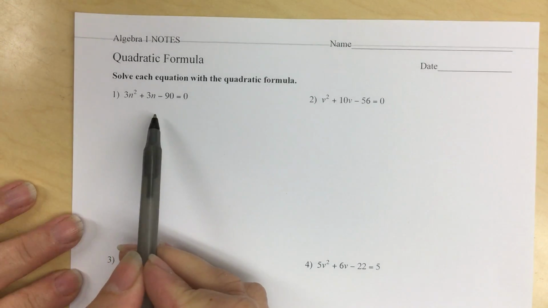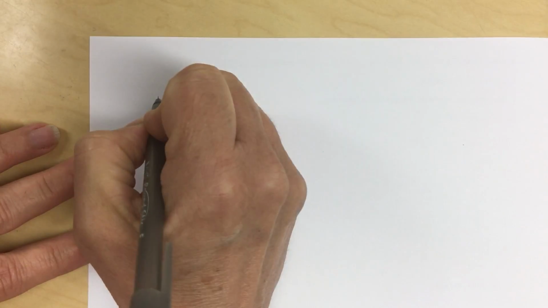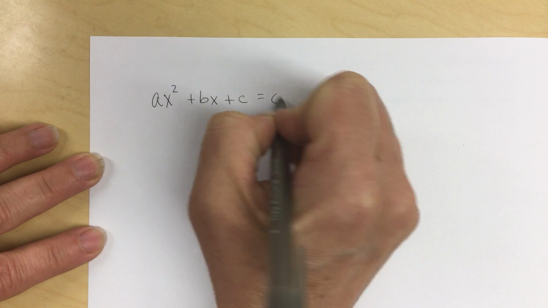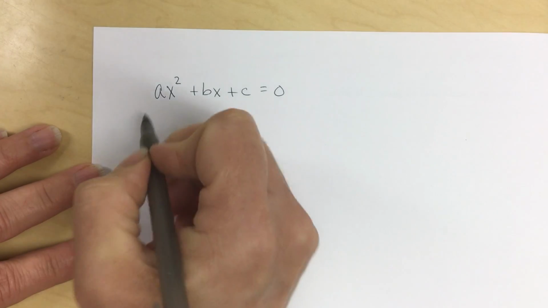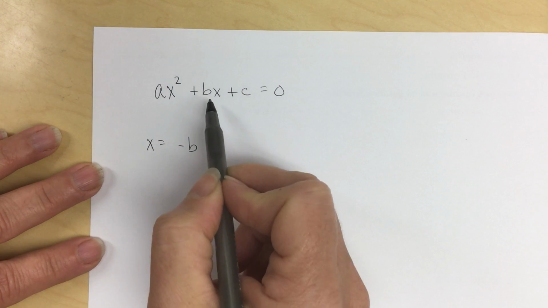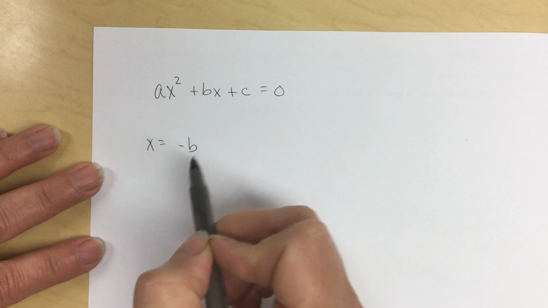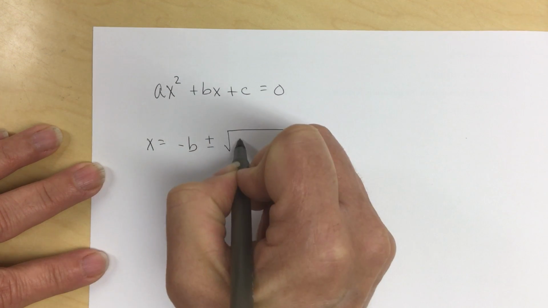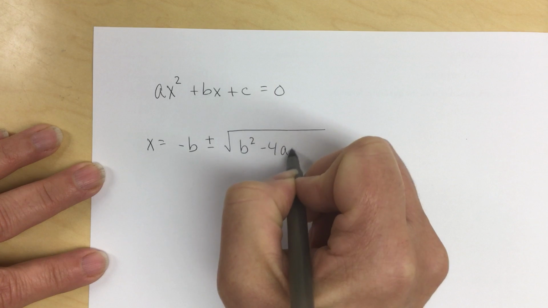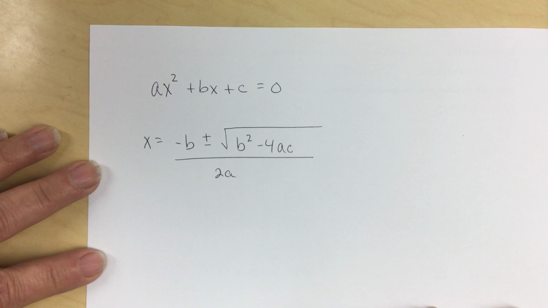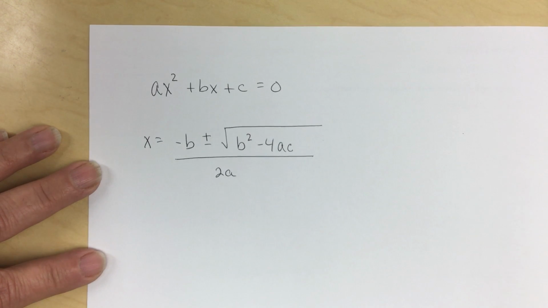Okay, so we're going to solve this equation, but first I'm going to write the whole formula on the back of this paper. When you have an equation that is ax squared plus bx plus c equals 0, then the x value is equal to negative b. Think of this as the opposite of b, because b could be negative, and so negative b will be positive. So negative b plus or minus the square root of b squared minus 4ac, all divided by 2a. So that is your formula. Write that down in your notes. We're going to use that a lot, okay?